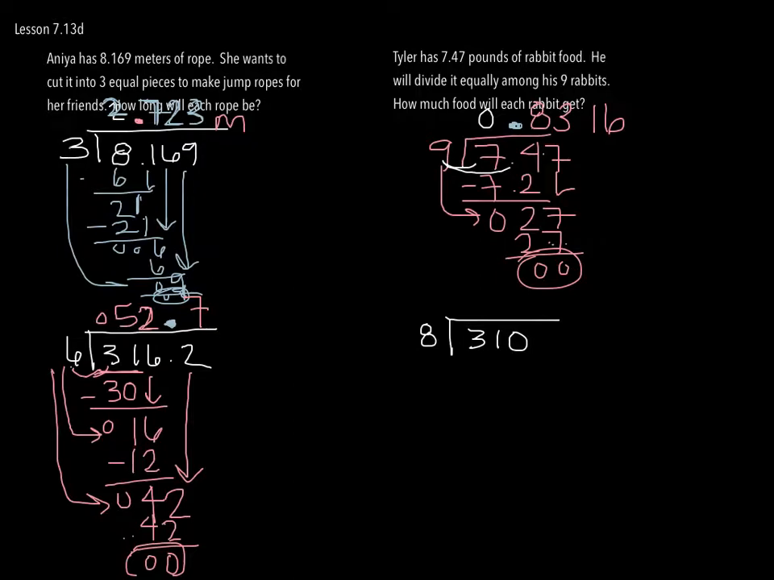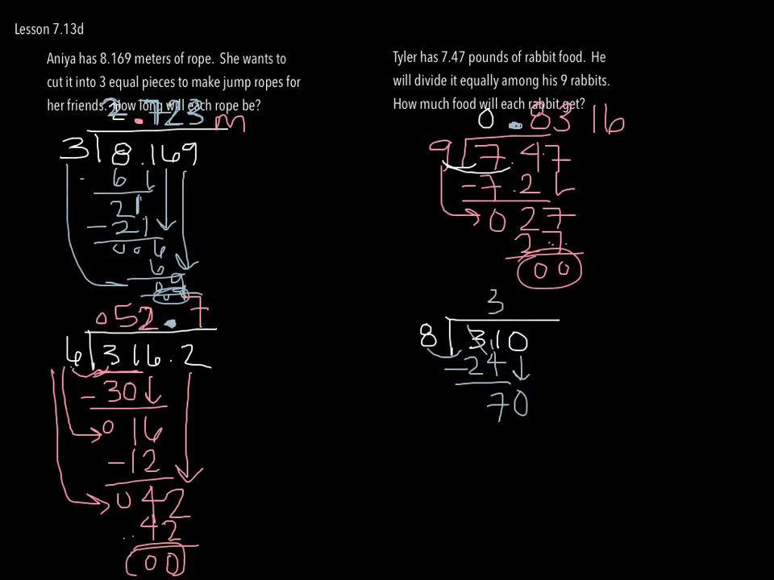8 into 310. First thing, we know decimal point, so we're ready to divide. 8 into 3 we can't do. 8 into 31 is 3, and that's going to be 24. Put answer below, subtract. That's 7. Bring down the 0.